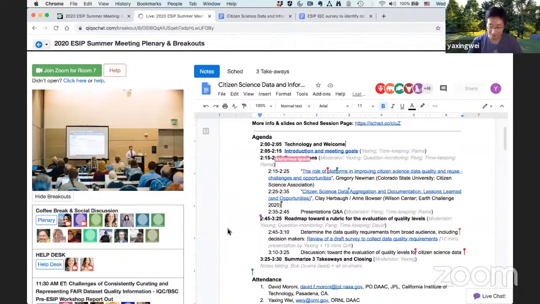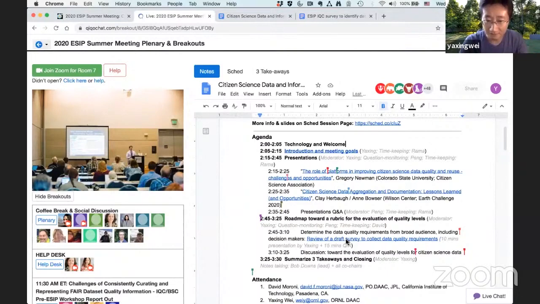And then we came up with an idea of doing a survey to collect such user requirements. So that comes to the first topic in this discussion. I'm going to show you a draft survey to capture such data quality requirements from a broad audience. And I really want to hear your thoughts. If you have any questions, suggestions, or concerns, whatever you have, feel free to bring them up.